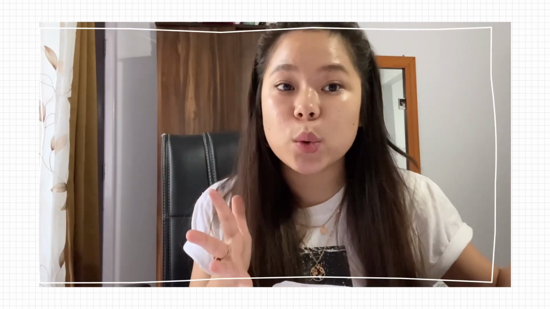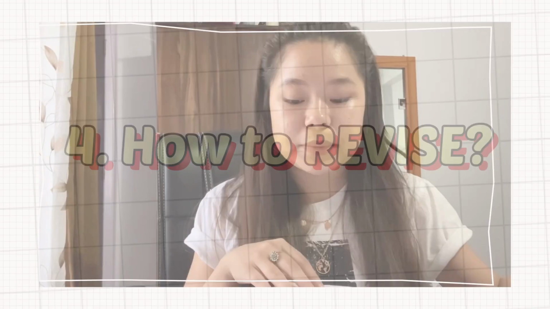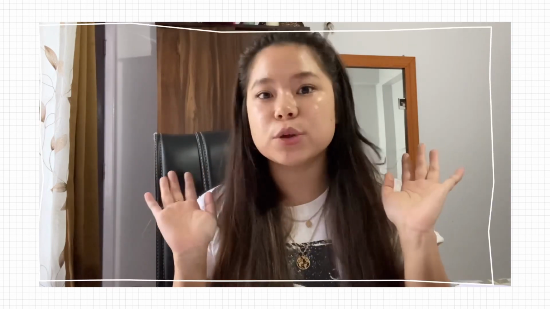So that was my point number 3, which makes us go to the most important point, point number 4, which is the revision. Yes, it's very important to revise, because even if you do the first 3 steps, if you don't do the 4th one, it's going to be useless. I don't know how to emphasize more on this, but revision is very, very, very important, you guys. Forget everything else, but you have to revise.